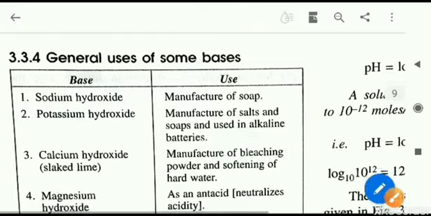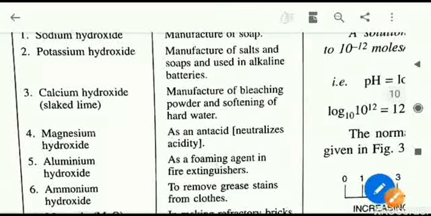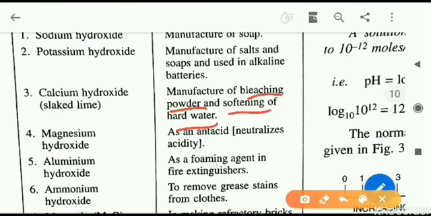Next one is calcium hydroxide, it is used in preparing bleaching powder. Don't confuse it, bleaching powder is not calcium hydroxide. Calcium hydroxide is one of the chemicals used to prepare bleaching powder. Bleaching powder is a different thing. Next, it is used to soften hard water. Water is of different types, you learn in the lower classes. Water can be hard water and soft water. So hard water can be softened using calcium hydroxide.